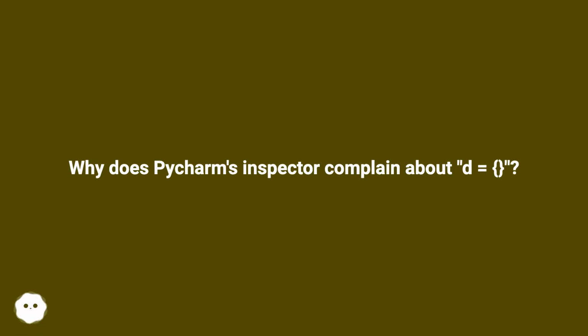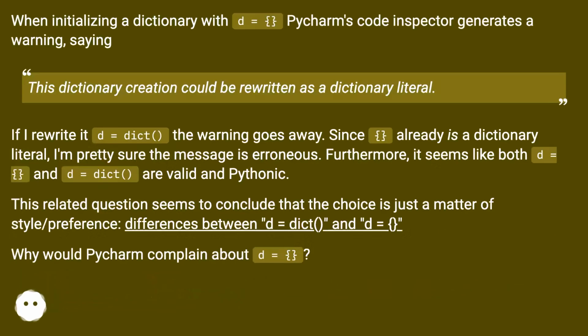Why does PyCharm's inspector complain about d = {}? When initializing a dictionary with d = {}, PyCharm's code inspector generates a warning, saying, "This dictionary creation could be rewritten as a dictionary literal." If I rewrite it d = dict(), the warning goes away. Since {} already is a dictionary literal, I'm pretty sure the message is erroneous.